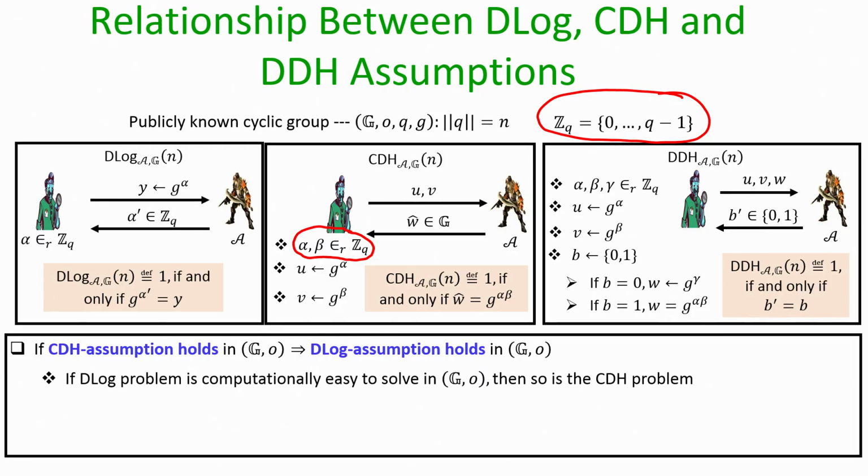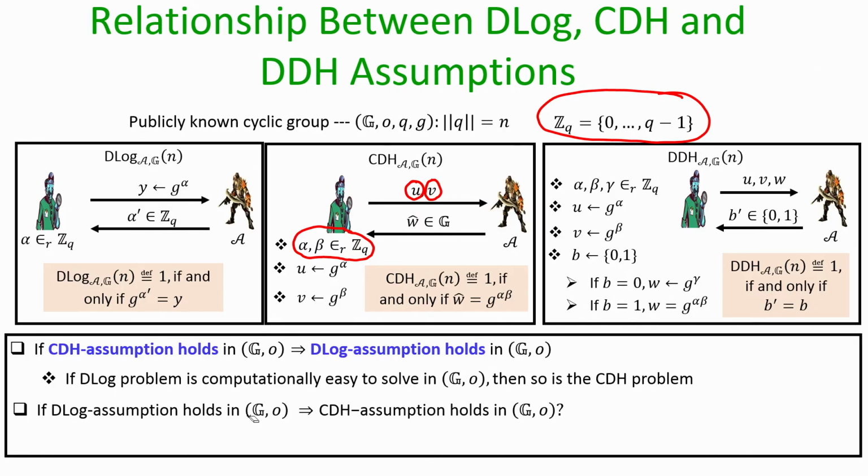Because if you can compute the D-log of a random element in poly amount of time, and you use that algorithm in the CDH experiment, then the adversary A can compute the D-log of u and the D-log of v, namely it can extract the values alpha and beta in poly amount of time. Once it knows alpha and beta, it can itself compute g to the power alpha times beta correctly. That means w cap will indeed be the output of the Diffie-Hellman function on the random pair of inputs u comma v. So, if the D-log problem is easy, then so is the CDH problem. That proves the implication in the first direction.